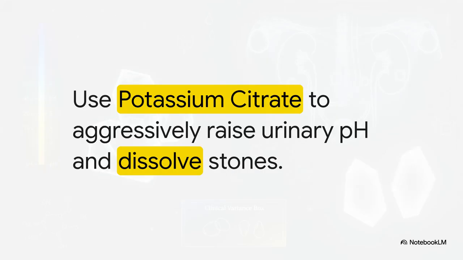So, because this precipitation relies entirely on an acidic environment, your absolute pharmacologic mandate is urine alkalinization. You achieve this strictly using potassium citrate. It acts as a profound buffer, aggressively raising the urinary pH to literally dissolve these invisible stones. And as a great secondary benefit, the citrate also binds urinary calcium, preventing simultaneous calcium stone formation. It's a real game changer.